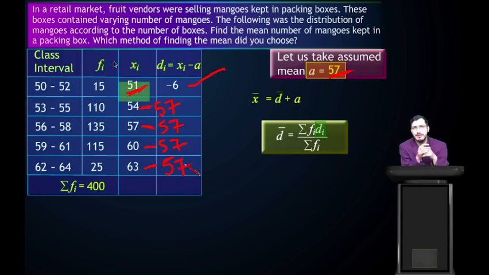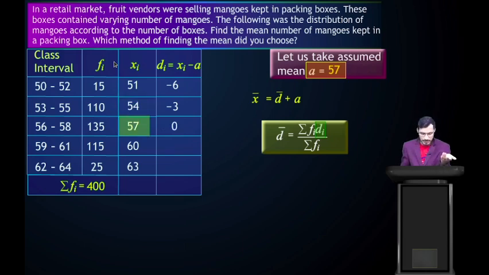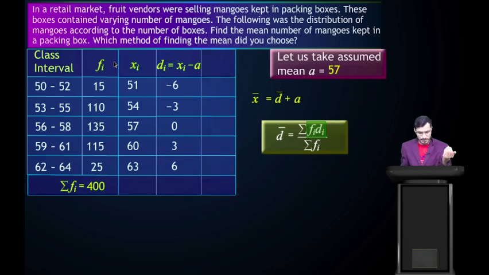Okay, so that is the basic trick. So now 51 minus 57, so we get minus 6. 54 minus 57, we get minus 3. 57 minus 57, yes, 0. 60 minus 57, we get 3, and 63 minus 57, yes, we get 6.